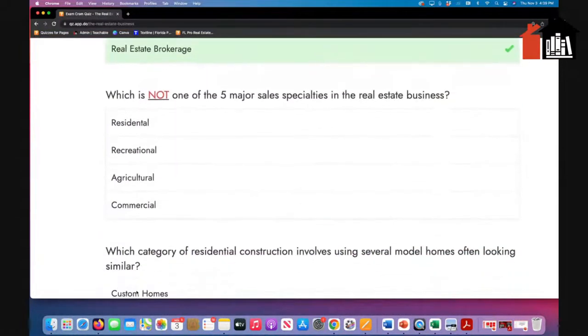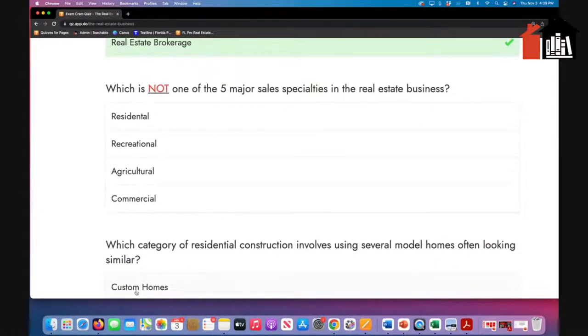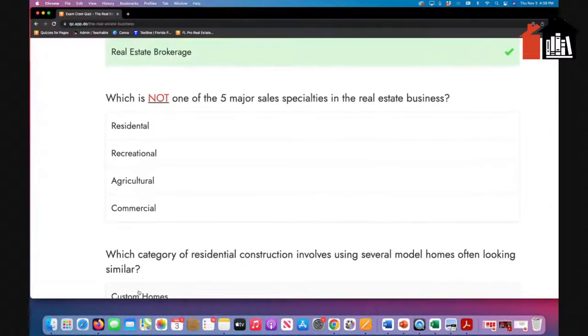Okay, let's go to the next question. Which is not one of the five major sales specialties in the real estate business? Anybody tell me that? Now we get Erica, Valerie. Good job. Recreational. Another good one. Good job, Jessica. She's fired up in there.